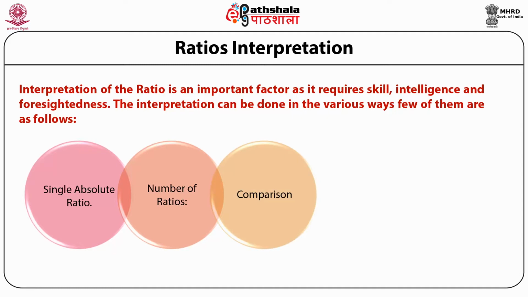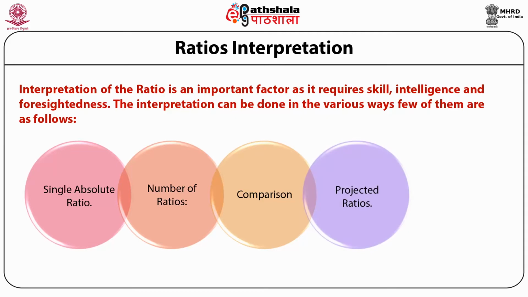Comparison. The simple and best method of evaluating the performance of the firm is to compare its present ratio with the past ratio, as it gives an indication of the direction of change and reflects whether the firm's performance and financial position has improved, deteriorated, or remained constant over a period of time.